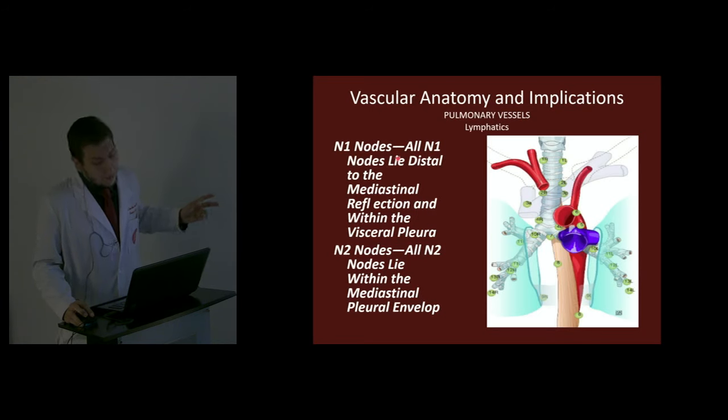The pulmonary lymphatic channels drain to different nodal stations, and we can variably observe intrapulmonary lymph nodes, but these lymph node stations are important for some cancer staging. As a summary, N1 stations are distal to the mediastinal reflection within the visceral pleura, and all N2 stations are within the mediastinal pleural envelope.